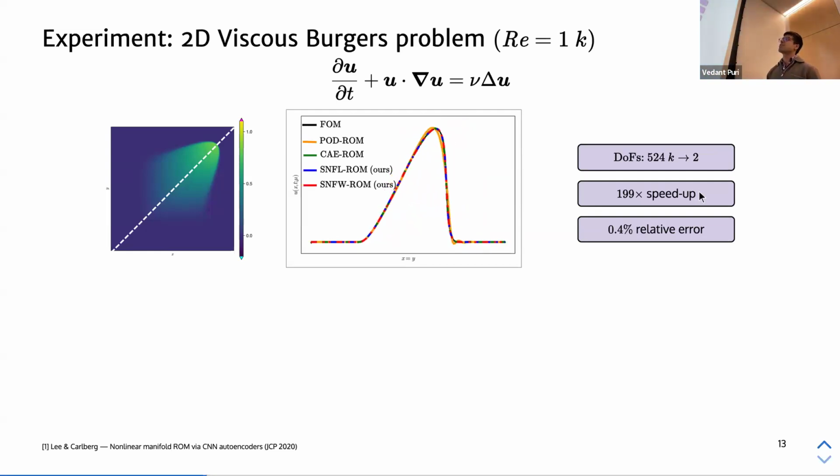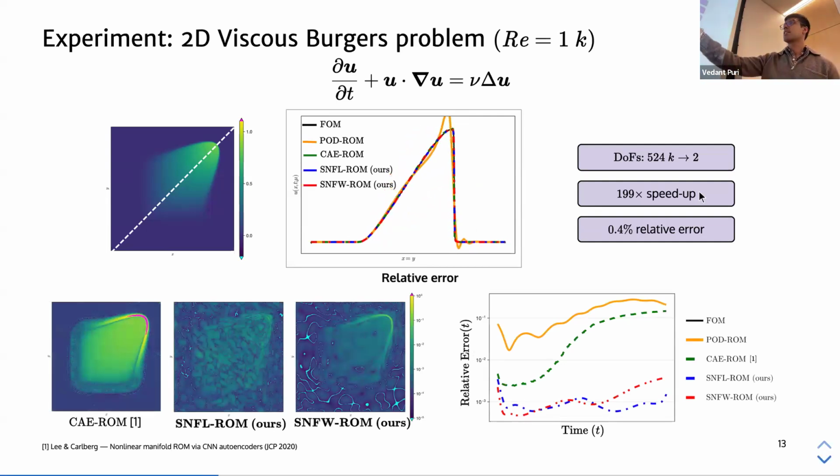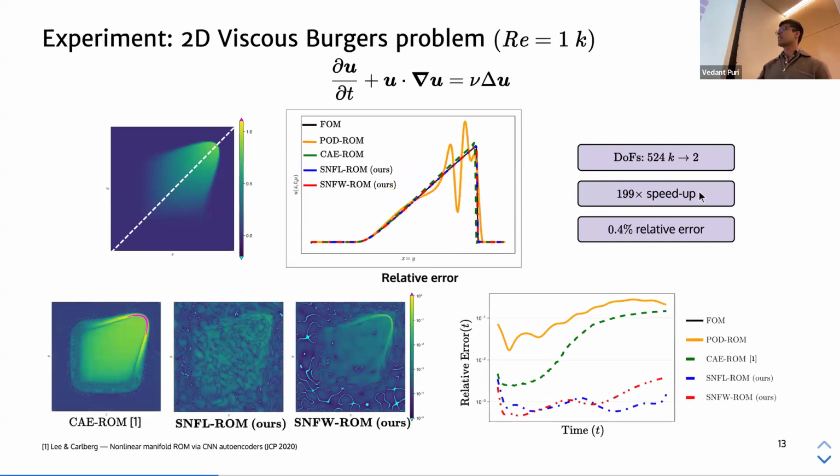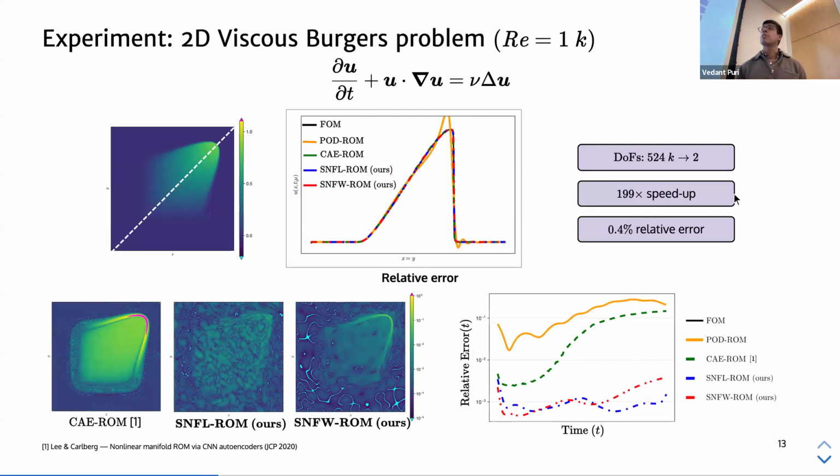You can see that the convolutional autoencoder and the POD-based method end up missing the shock somewhat significantly at the end. And that's obvious from the pseudo-color plots of the relative error and the plots of relative error versus time. On the other hand, our methods SNFL and SNFW-ROM are able to maintain low error values throughout. And we are very happy to report that on this problem, we got a speedup of 199 times with a compression from 500,000 degrees of freedom to simply 2 degrees of freedom.